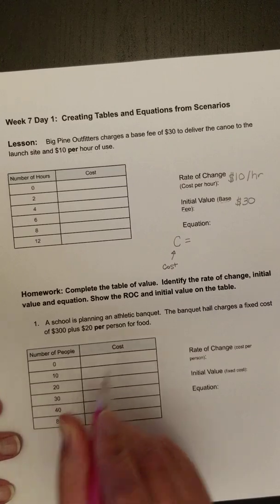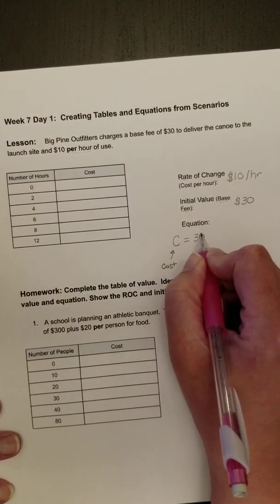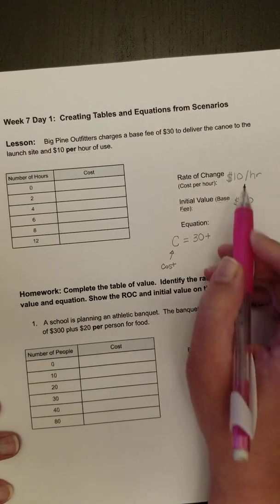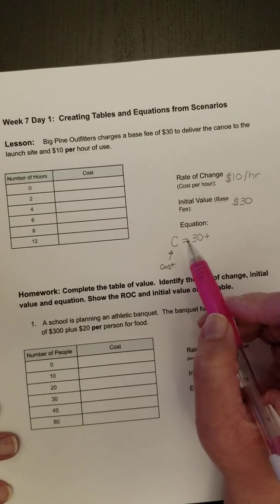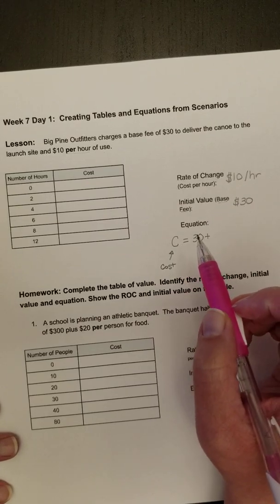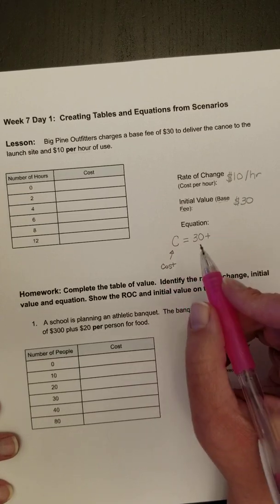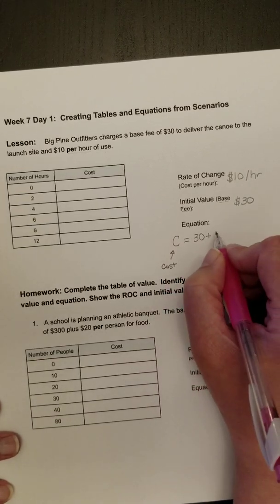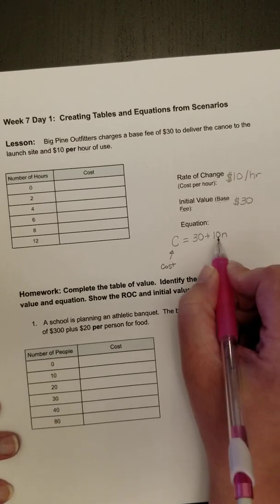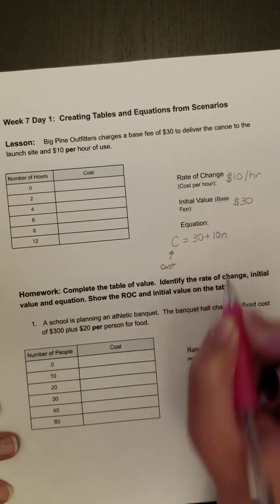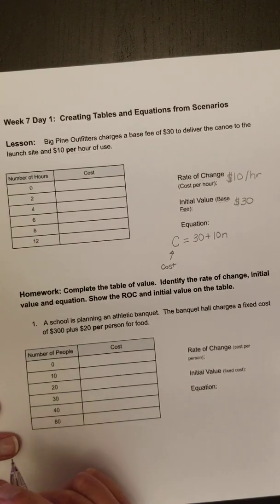So my cost of renting the canoe is the $30 base fee plus, and then I have a unit rate, $10 per hour. If you rented a canoe for 5 hours, you would have to count that $10 on 5 times. So you would do $10 times the 5 hours. So I'm going to write the equation as 10 times n. Remember that it's multiplication here if you don't have an operation between a number and a variable.